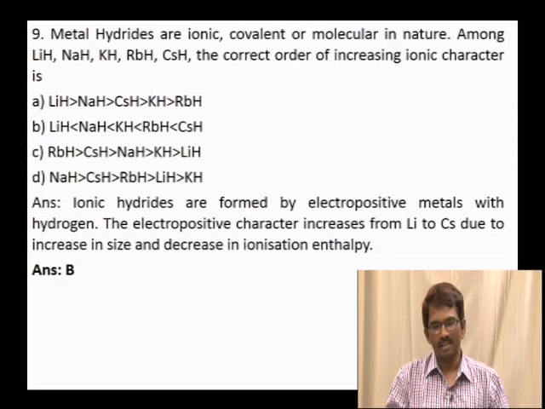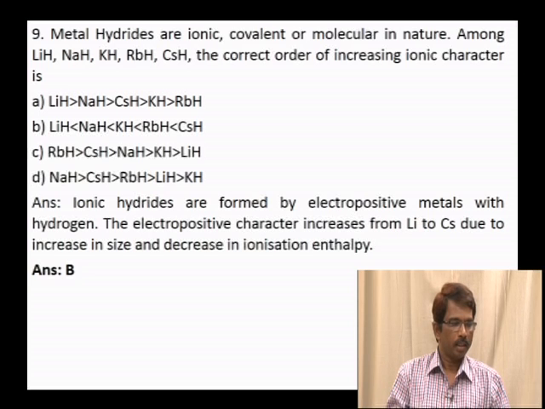With increase in size, cesium has a tendency to lose the electron very easily, and therefore it is considered as a highly electropositive metal. The decrease in ionization enthalpy is again because of the increase in size from lithium to cesium. Obviously, cesium hydride will have the highest ionic character, and the ionic character of alkali metal hydrides will definitely increase from lithium to cesium, and therefore the correct option becomes option B.